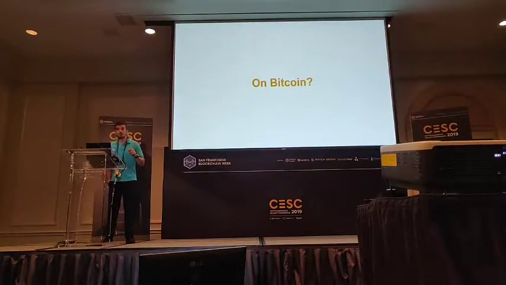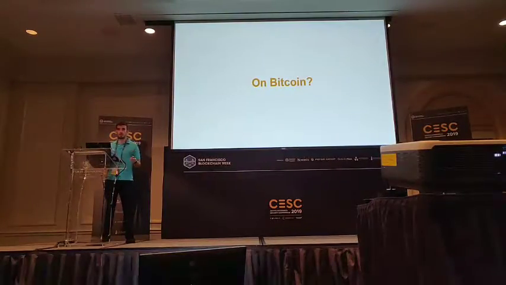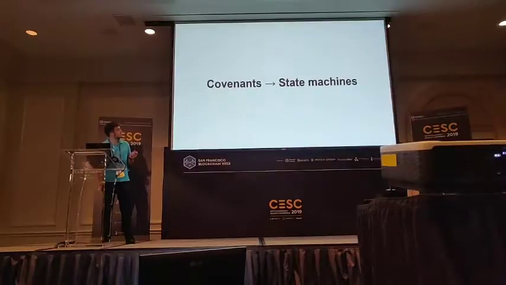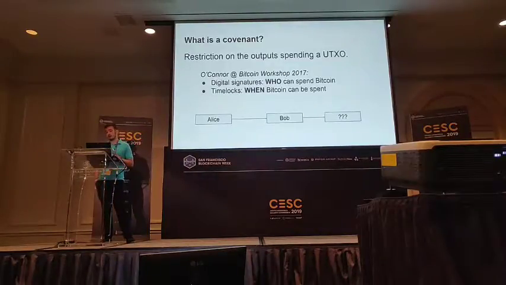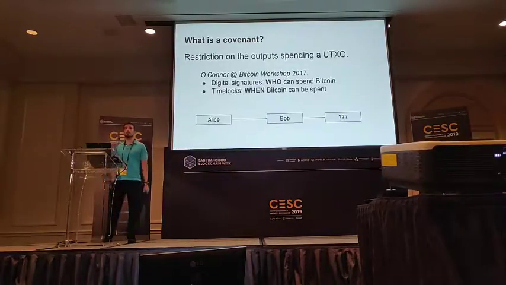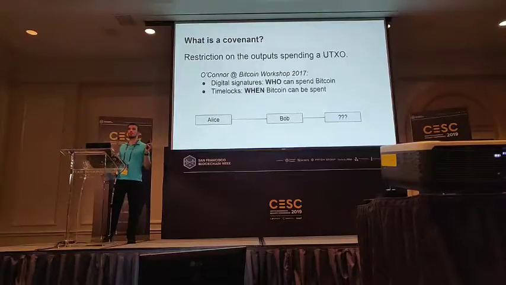How can we do this on Bitcoin though? Because the talk is about Bitcoin. So smart contracts on Ethereum, we kind of know how to do most of this. In order to have state machines, we need a primitive called a covenant. And a covenant basically is a construction which allows you to restrict where your UTXO gets spent.